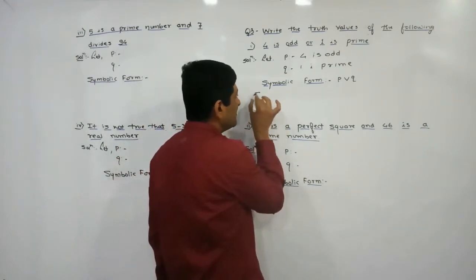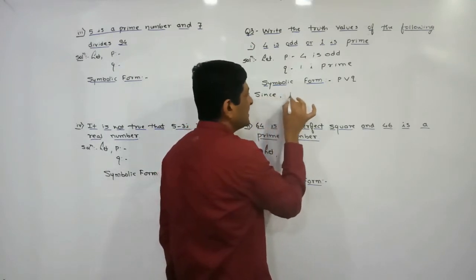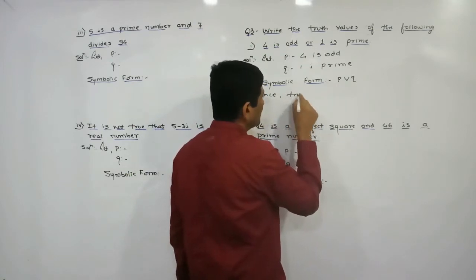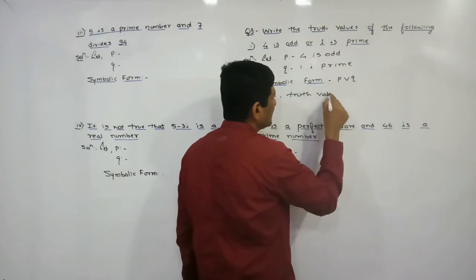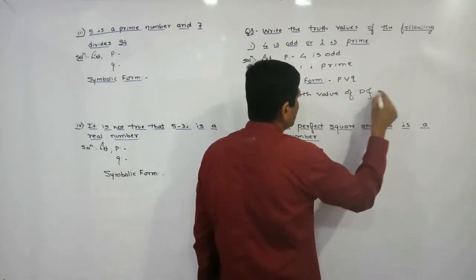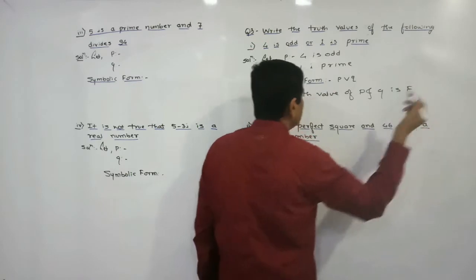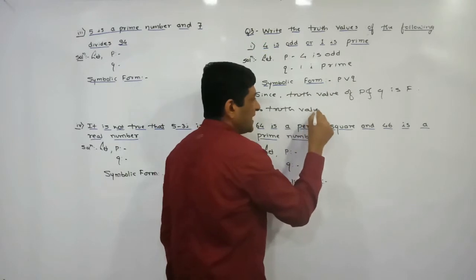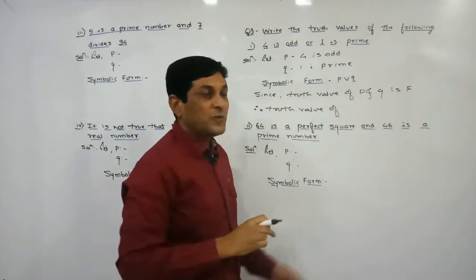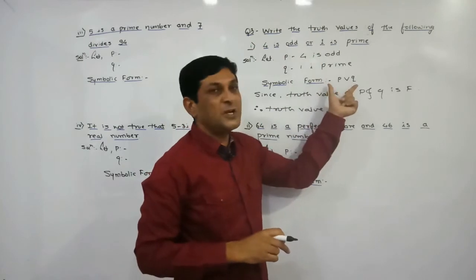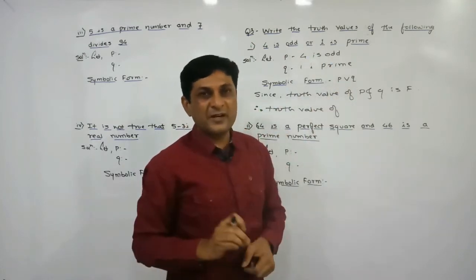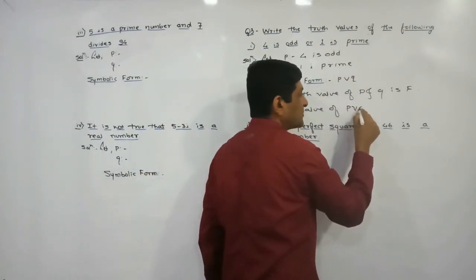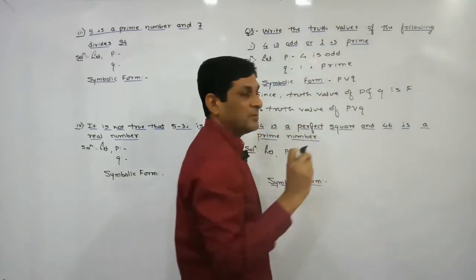So here we can say that P and Q are false statements, since the truth value of P and Q is F. Therefore, we are finding the truth value of this statement. This statement means what? P or Q. So the statement we have converted into symbolic form. Therefore, if we are finding the truth value of the symbolic form, indirectly we are finding the truth value of this statement.